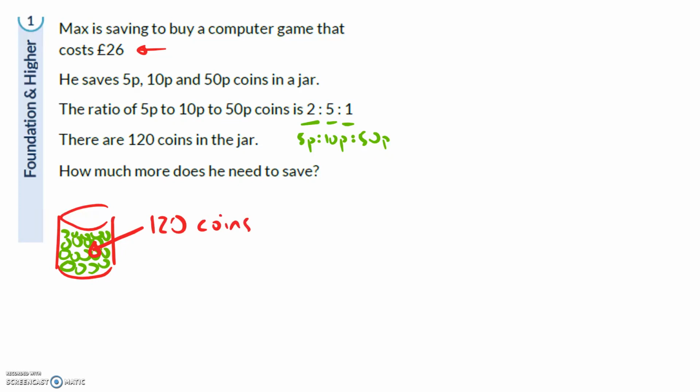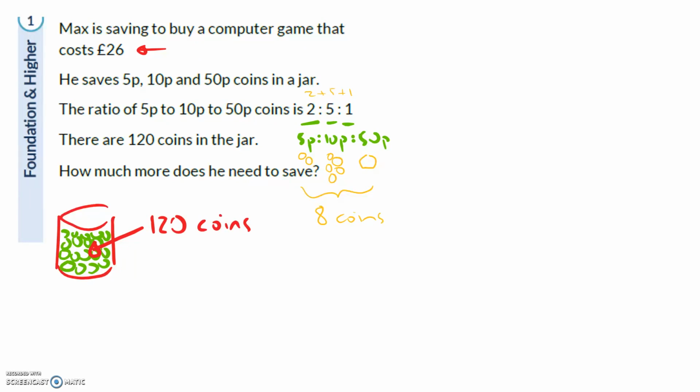Right, so we know there are 120 coins in the jar, and we know that if we look in the jar, for every 2 5p's, there are 5 10p's, and there's 1 50p. If I take that group of coins, that's 2 plus 5 plus 1. That's 8 coins.